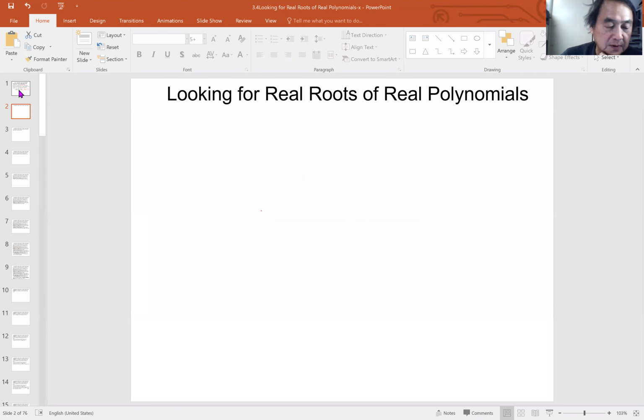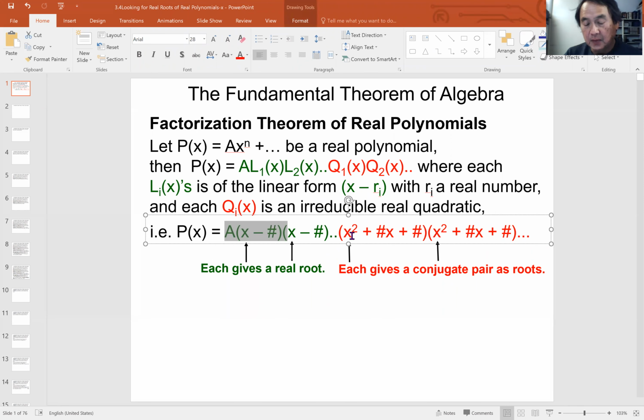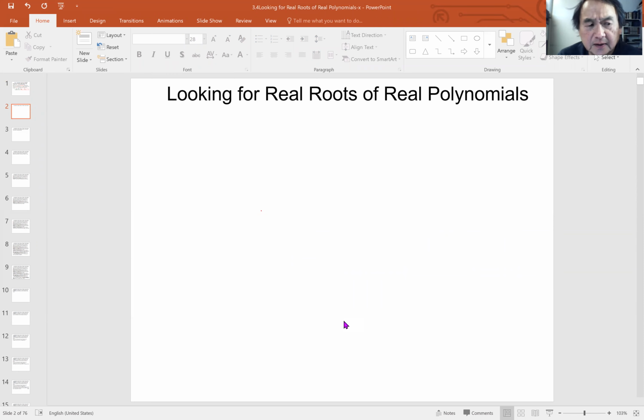This section is about looking for real roots. In the last section, we have theorems about how real polynomials can factor. A complete factored form of a real polynomial looks like this: a bunch of linear polynomials which give you the real roots, and a bunch of second degree polynomials which give you complex roots. Now we come down to the practical problem: how do we find real roots? That is a pretty difficult question to answer.